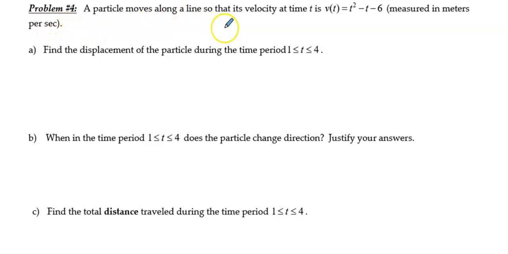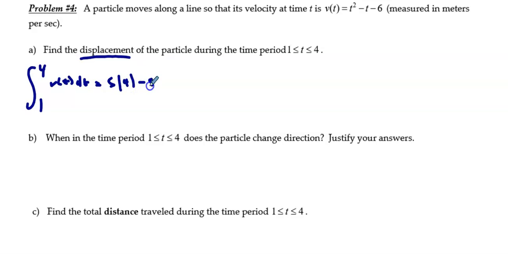It says a particle moves along a line so that the velocity at time t is given by this velocity function, measured in meters per second. It says find the displacement of the particle during the time from 1 to 4. So we want the integral from 1 to 4 of our velocity, that's going to give us s of 4 minus s of 1. We talked about this in the first video. This right here is our displacement.